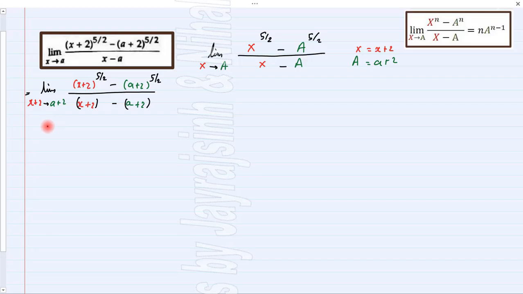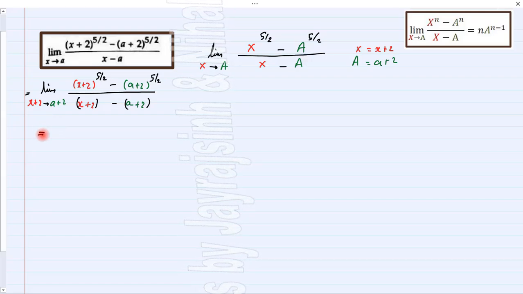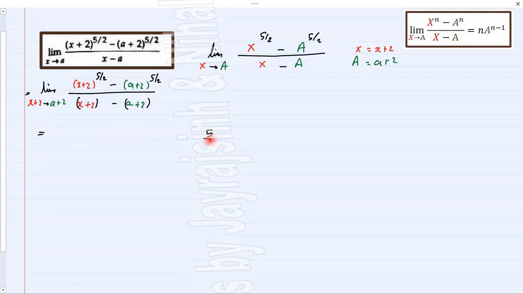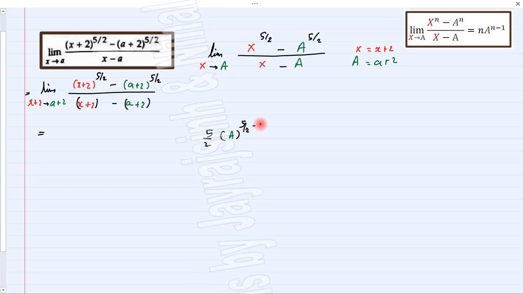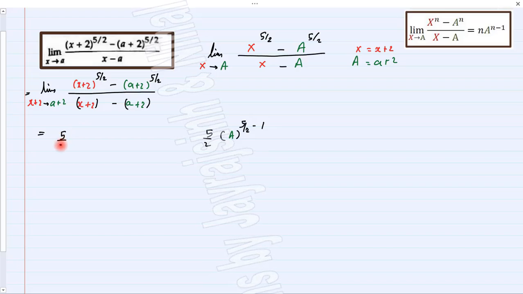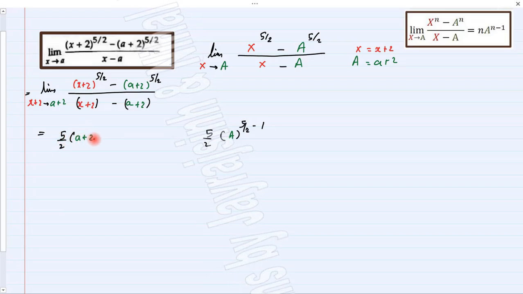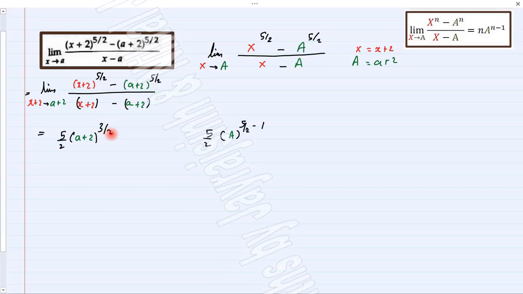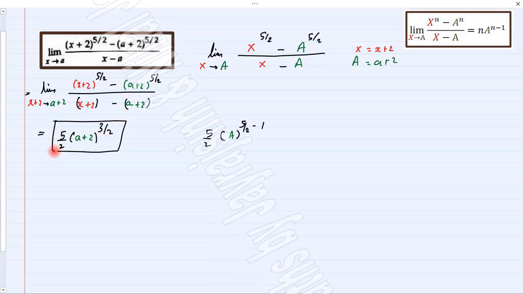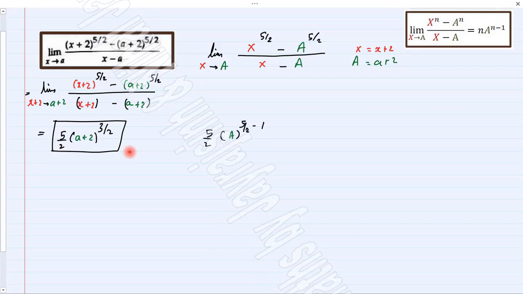So here we get the standard form and its answer is simply 5 by 2 capital A raised to 5 by 2 minus 1, or we can say 5 by 2 into (a plus 2) raised to 5 by 2 minus 1, which is 3 by 2, can be considered as your final answer. Ta-da!